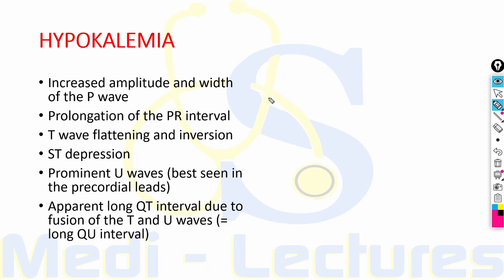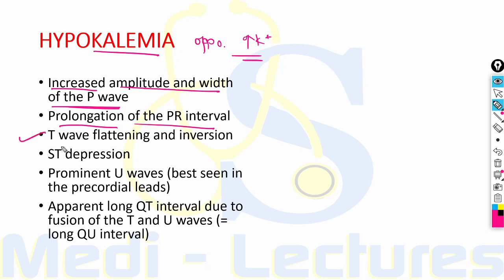Now coming on to hypokalemia, the ECG changes of hypokalemia are exactly opposite to that of hyperkalemia. That is, in hyperkalemia there was flattening of the P wave. In hypokalemia there is increased amplitude and width of the P wave. Because the width of this P wave is increasing, the prolongation of PR interval is seen. In hyperkalemia there was peaking of the T wave. In hypokalemia there is T wave flattening and inversion along with ST depression.